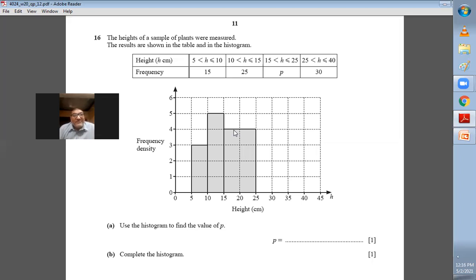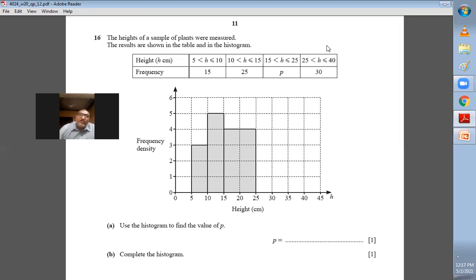So 10 multiplied by 4 will be 50. Sorry, I said 50. It's 40. So the value of P will be 40. And then he says, complete the histogram. The last class of the histogram is not shown here. You remember the formula: the frequency density is the frequency of that class divided by the class width. Remember this formula.